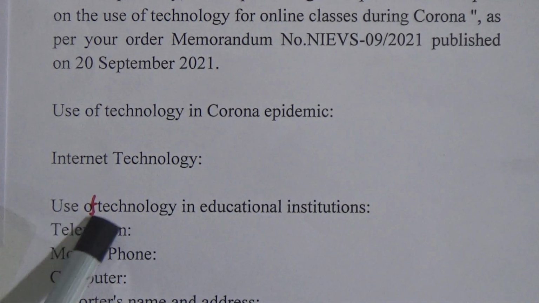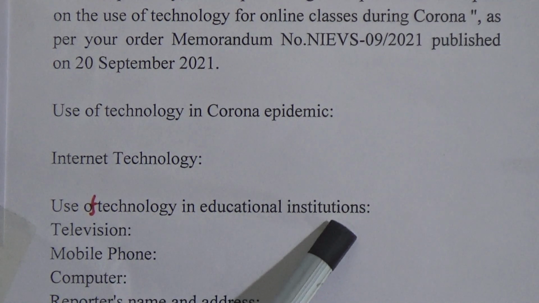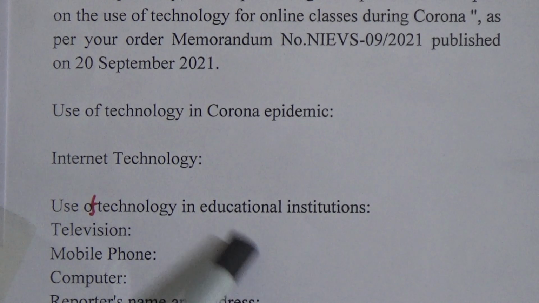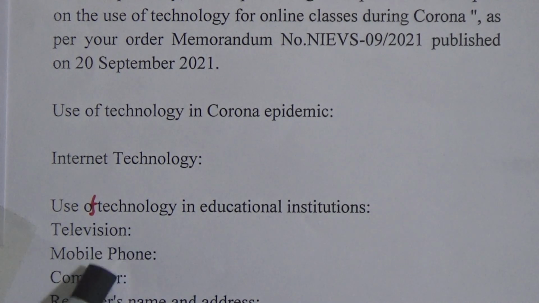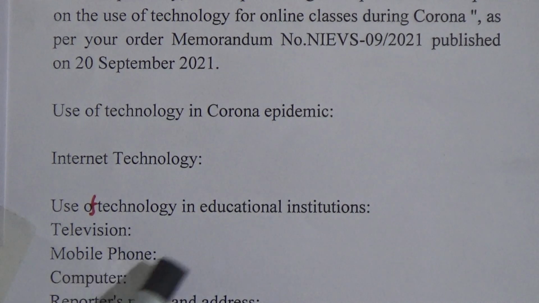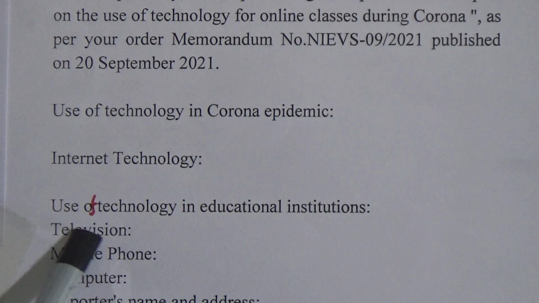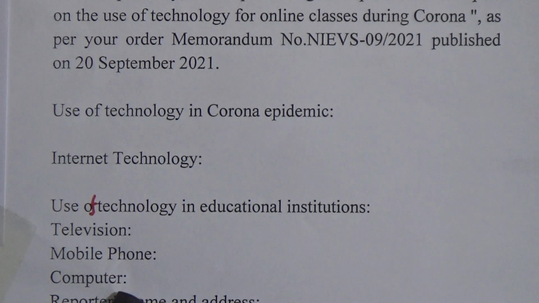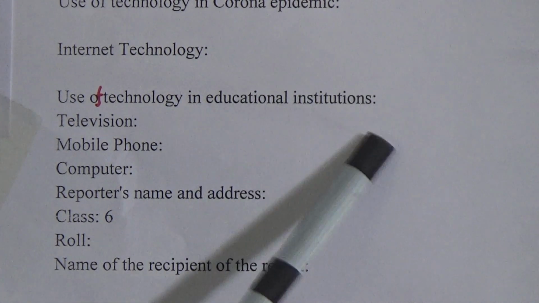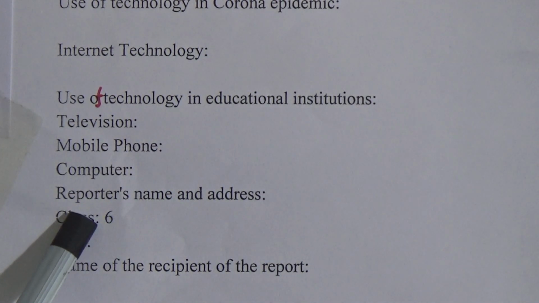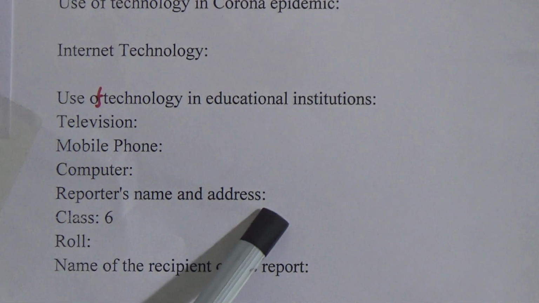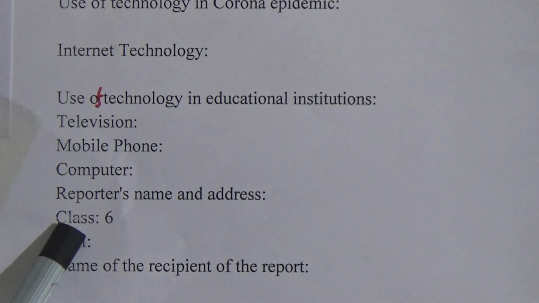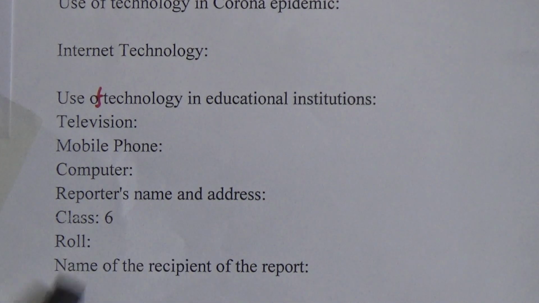Then you have to write use of technology in educational institutions. We know, student, we are doing our classes through television, mobile phone and computer. So you have to write about these subjects. At first write about television, mobile phone and computer and their uses procedure. And in the last part, write here reporter's name and address, that means your name and address, and class 6, write your roll, and the name of the recipient of the report, that means your class teacher's name.